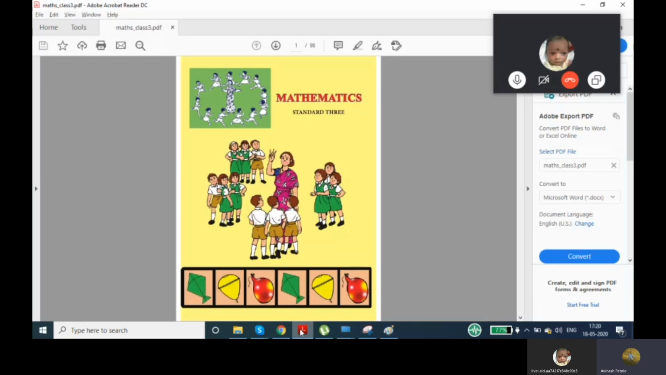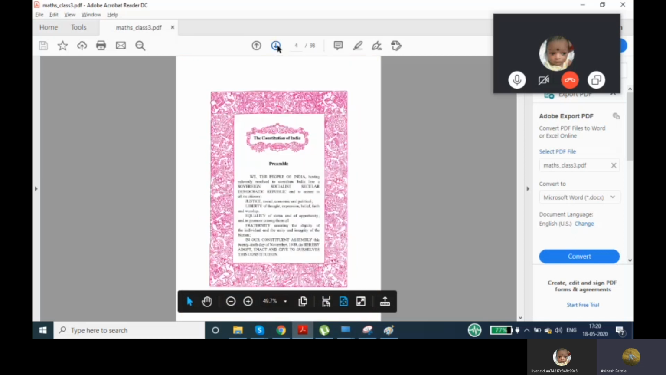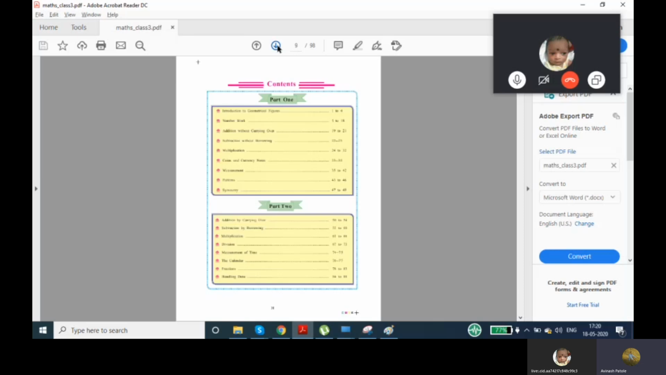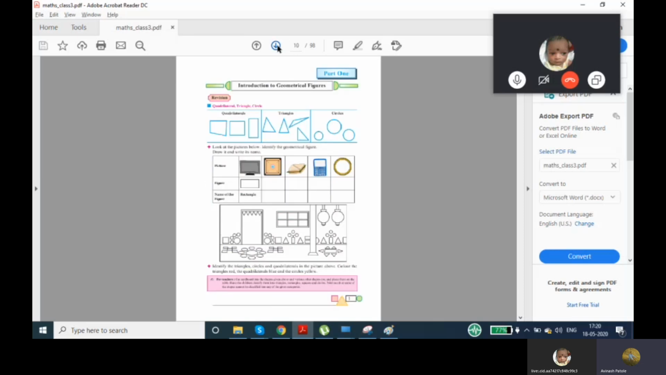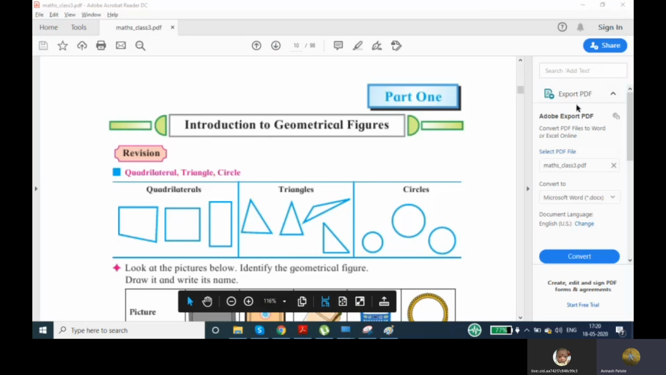Standard 3 Mathematics lesson number 1. So we are just going to go to the page where it starts the first lesson, and there we go. So I'm just going to expand this, and now it is more visible. This is Introduction to the Geometrical Figures, Part 1.